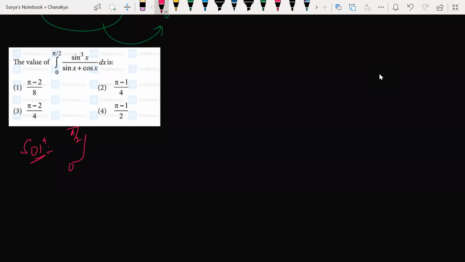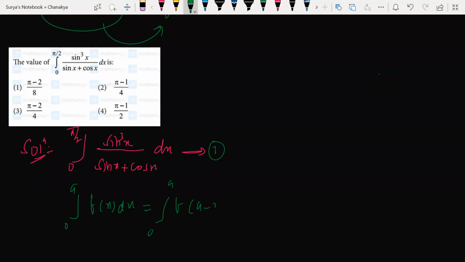0 to pi by 2 sin cube x divided by sin x plus cos x dx, right? So what property can I apply here? Let us take this as first equation. The property integral 0 to a f of x dx is equal to integral 0 to a f of a minus x dx. The property which we used in the last question, this property is a special case of that property.